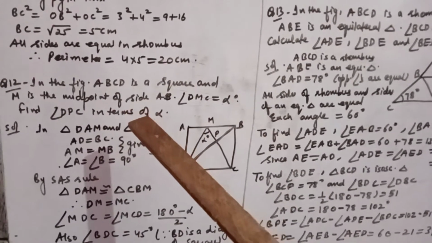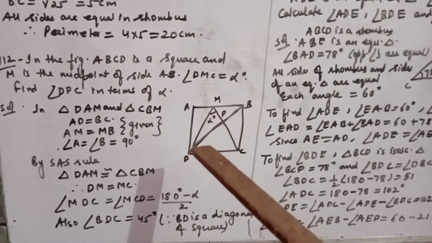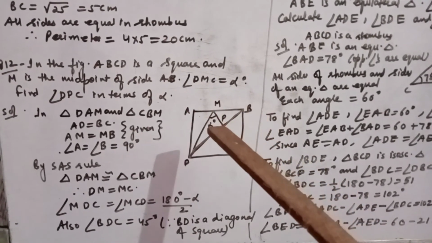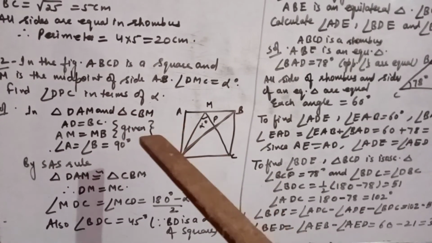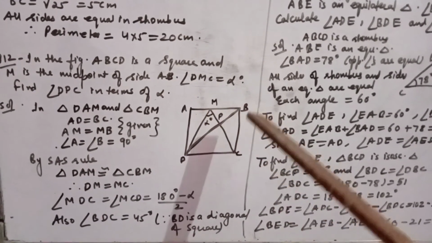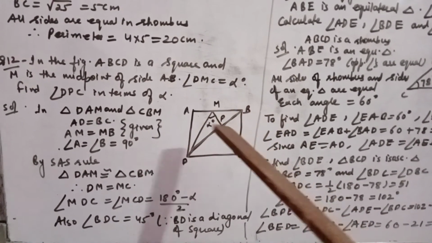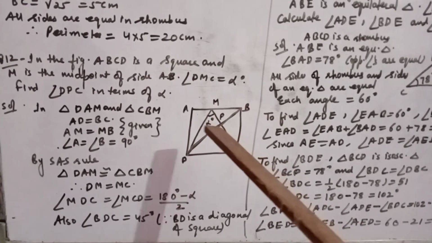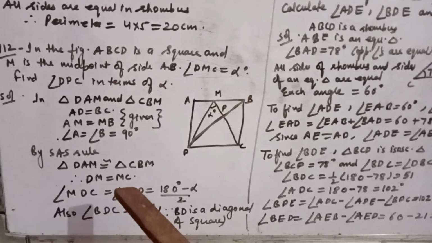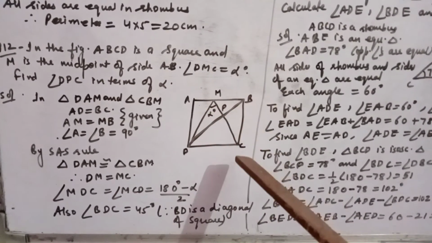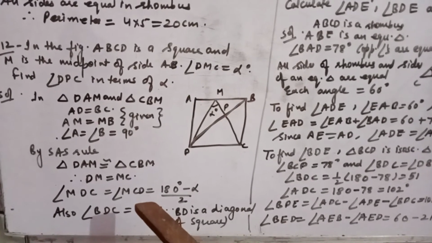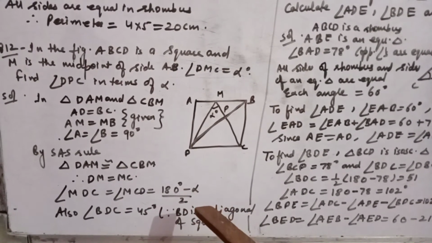Now question number 12. In the figure, ABCD is a square and M is the midpoint of side AB. Angle DMC equal to alpha degrees. Find DPC in terms of alpha. Now we take triangle DAM and triangle CBM. We prove that by SAS rule, both the triangles are congruent to each other. Therefore, we can say that DM equal to MC. Angle MDC equal to angle MCD, which is 180 degrees minus alpha upon 2.